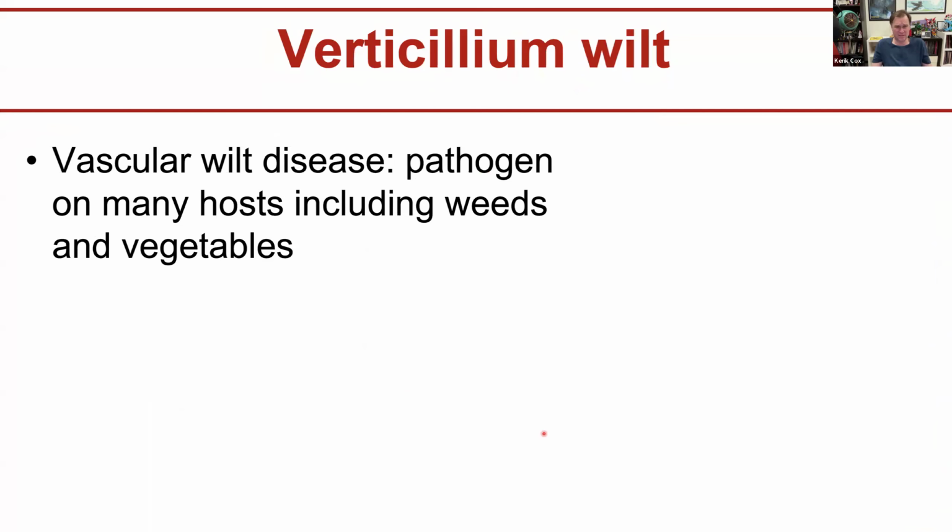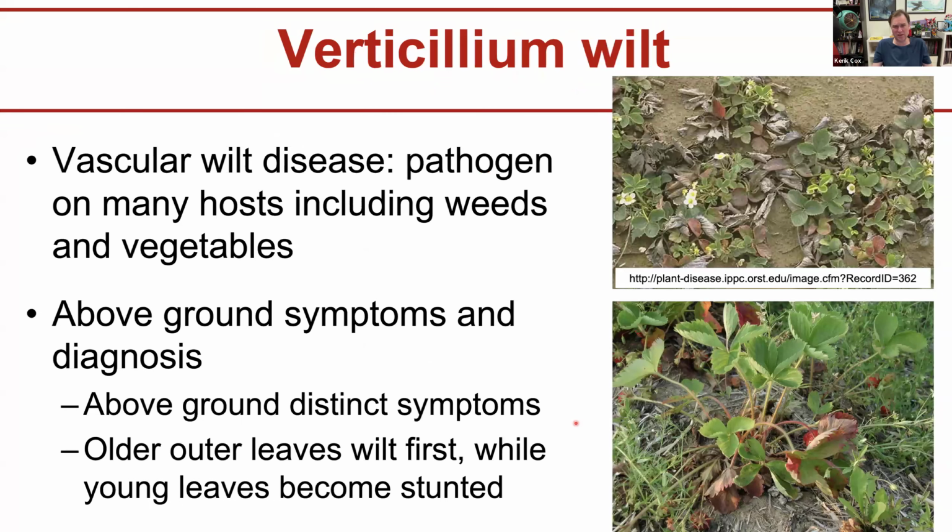Verticillium wilt, this is a troublemaker. It can be on many hosts, including weeds and vegetables. If you have a diverse farm, you can get verticillium and other things, and it'll come into your strawberries. And this one's somewhat diagnostic. The above ground symptoms are fairly distinct.